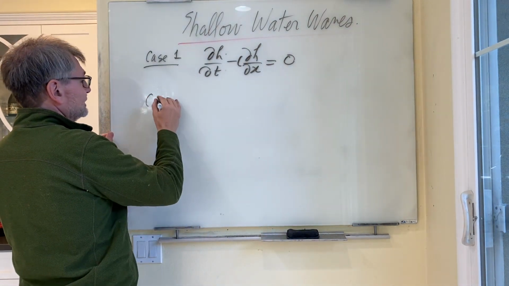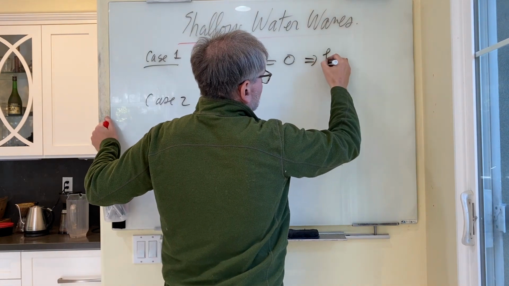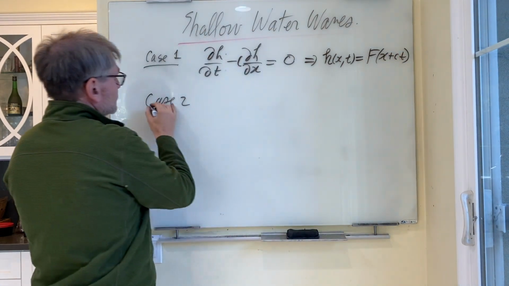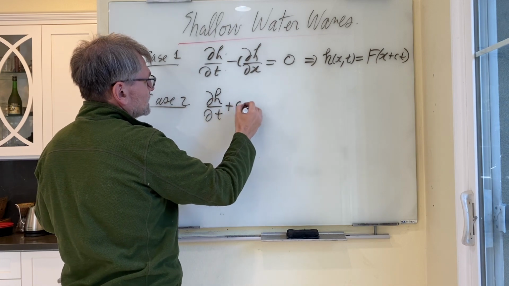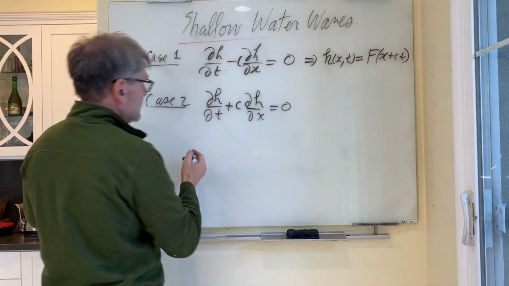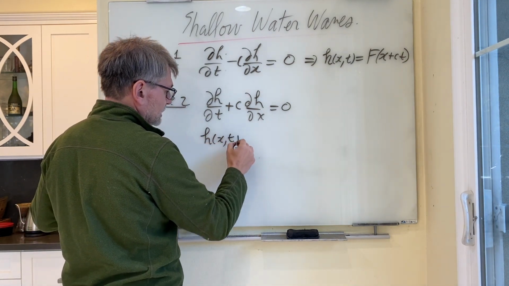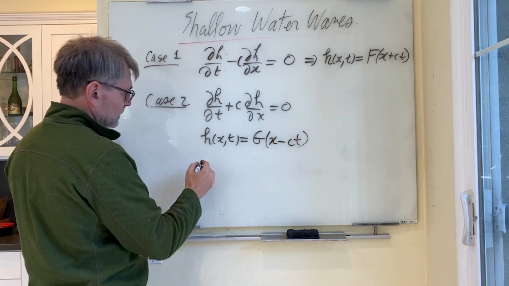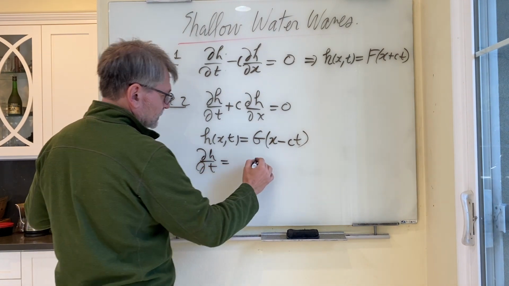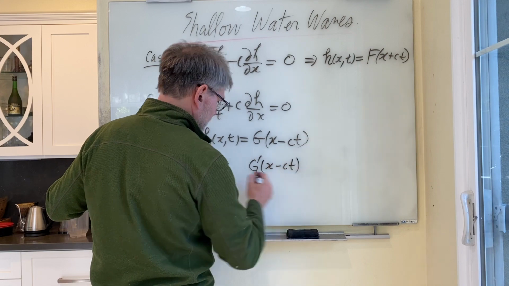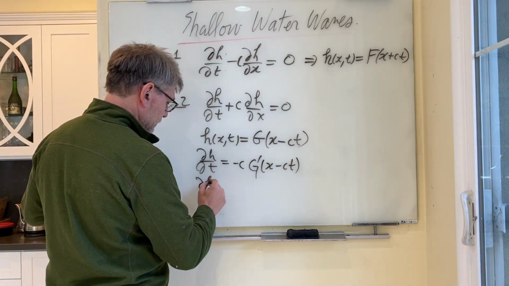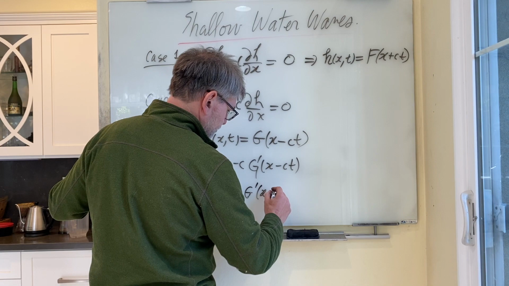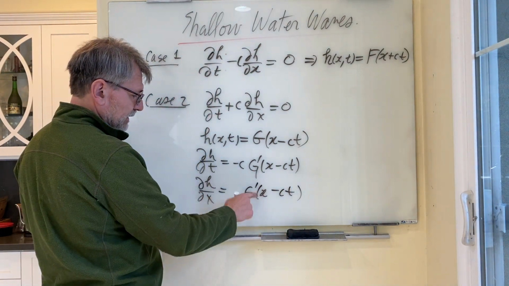Case 2. Oh, I should keep the solution, I guess. h of x and t is equal to f of x plus ct. Case 2 will be dh/dt plus c dh/dx equals 0. And this time I claim that h of x and t is equal to some function g of x minus ct. Let's check. dh/dt is equal to g prime of x minus ct times minus c. And dh/dx is equal to g prime of x minus ct, and the derivative of the inside with respect to x is just 1.